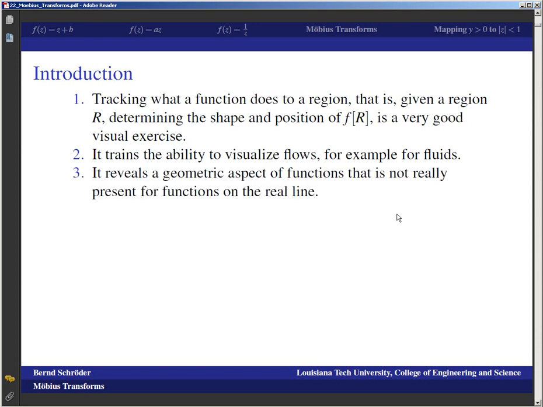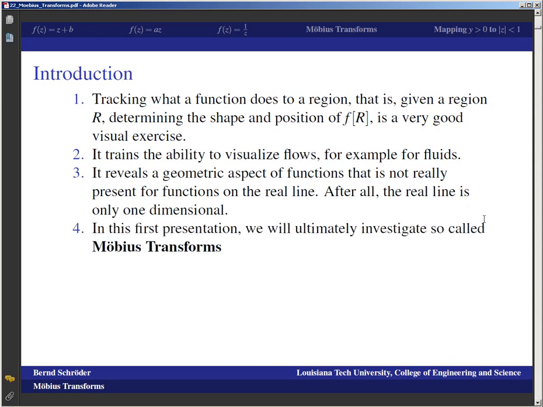It reveals the geometric aspect of functions that is not really present for functions on the real line, and that's because the real line is one-dimensional. You take an interval, you stick it into a differentiable function, you get an interval back, and that's it. Here, with this extra dimension of the complex numbers, we can do a little bit more on the geometric side.